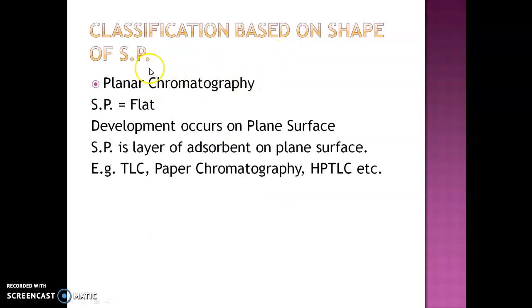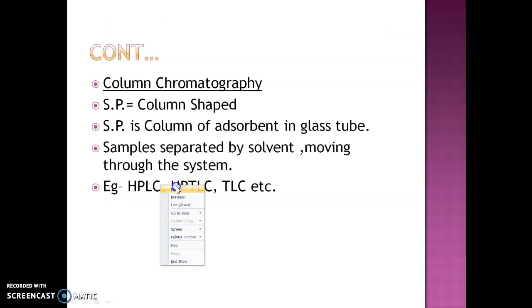Then the classification based on the shape of the stationary phase. What are the shapes? First is planar chromatography, where the stationary phase is flat. Another is column, where the stationary phase is present in column form. In planar chromatography, development occurs on the plane surface because the stationary phase is a flat layer of adsorbent on the plane surface. Examples are TLC, paper chromatography and HPTLC.